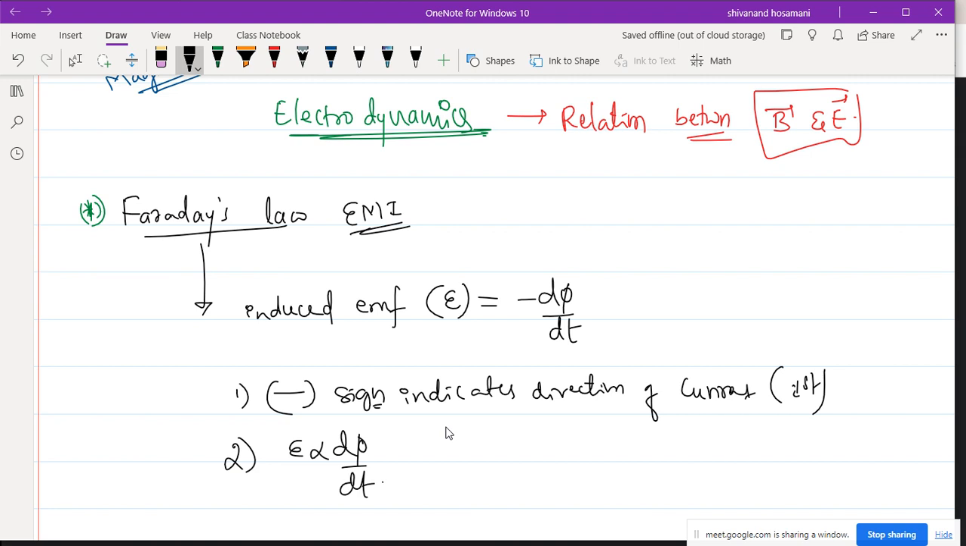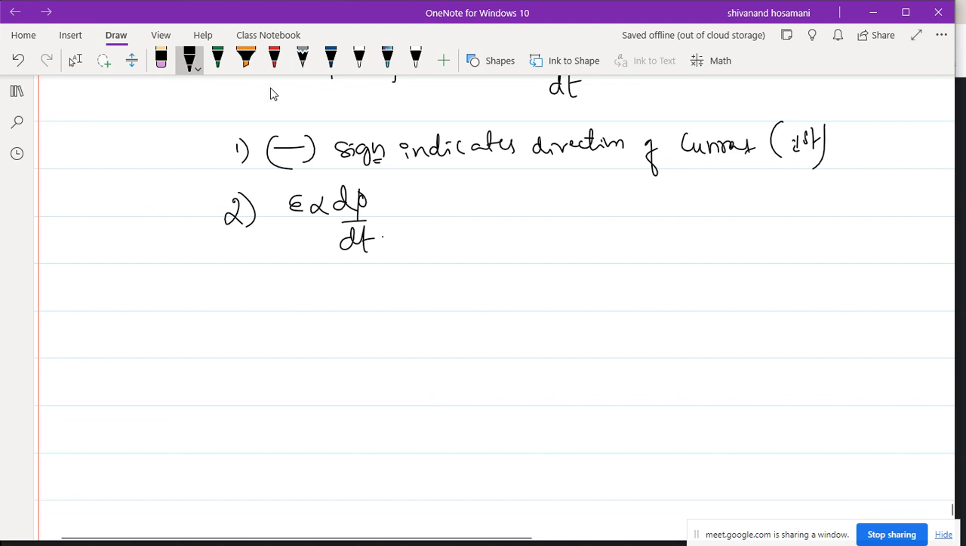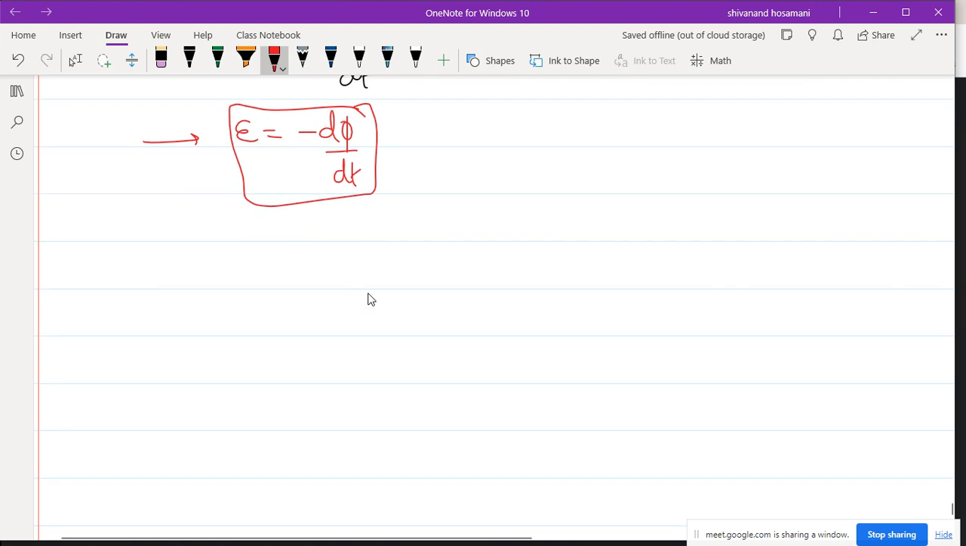So that is Faraday's law. Generally we write that the EMF induced in the circuit is equal to minus d phi by dt. Then how do we calculate this phi? What do you mean by this phi? Phi is defined as flux. Generally, we call that magnetic flux.